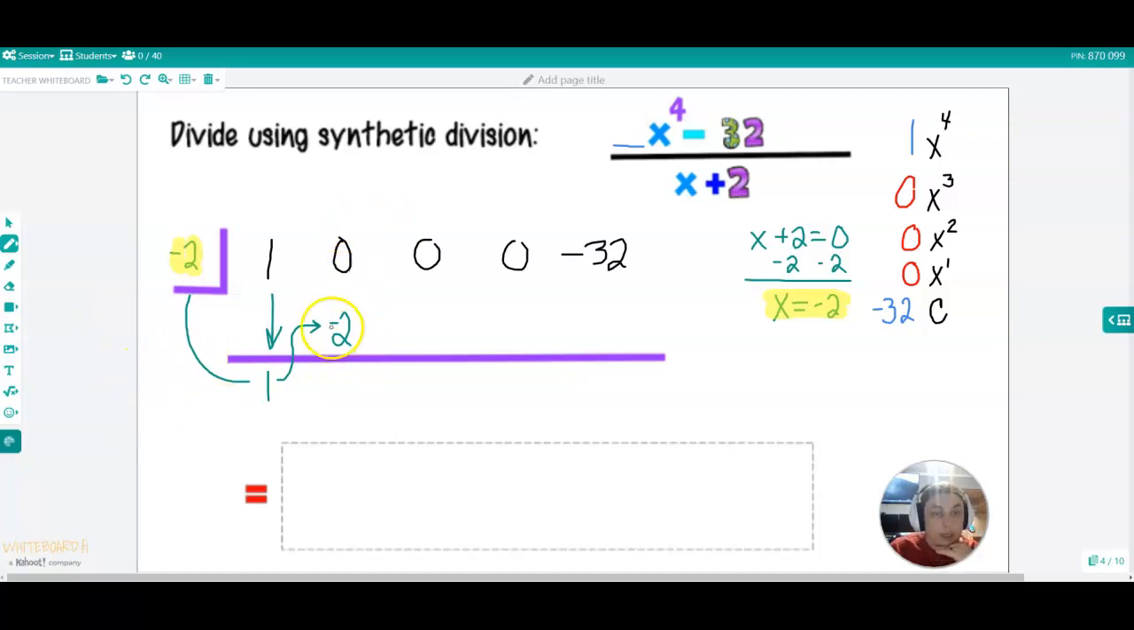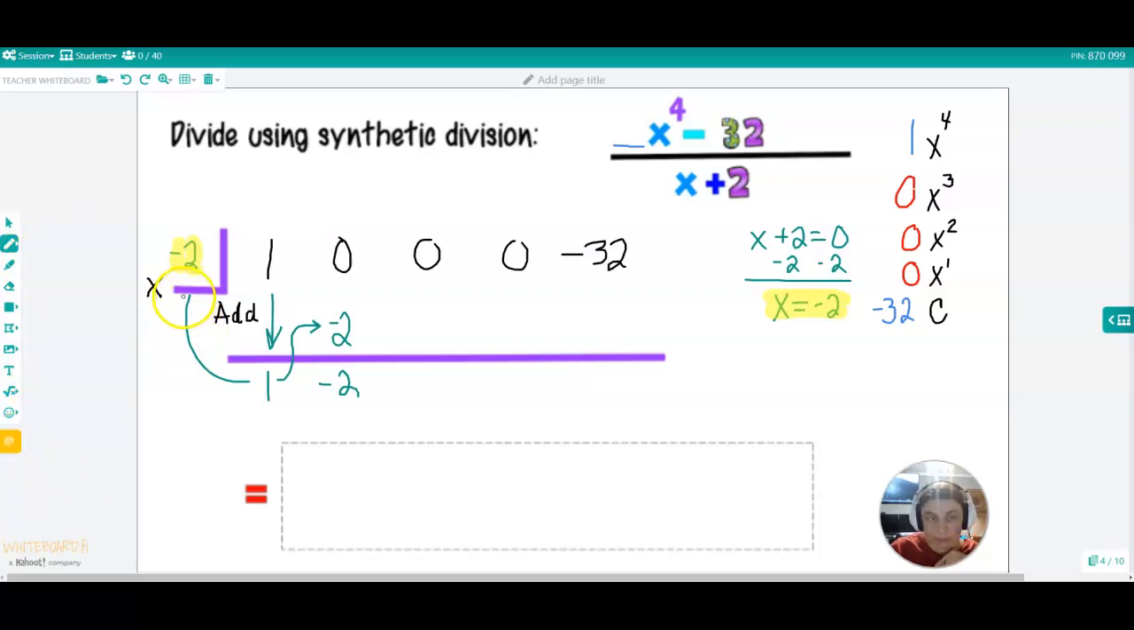So once I get my -2 there, I'm going to do 0 plus -2. 0 plus -2 is -2. So on this, each time I go through, I'm going to add. So I'm going to write add here. Each time I go through, I'm going to add. Each time I start back here, I am multiplying.